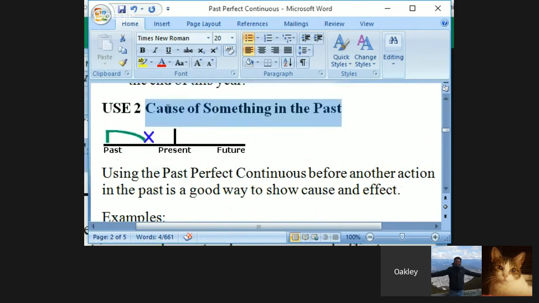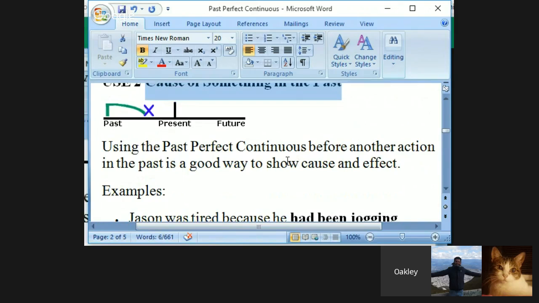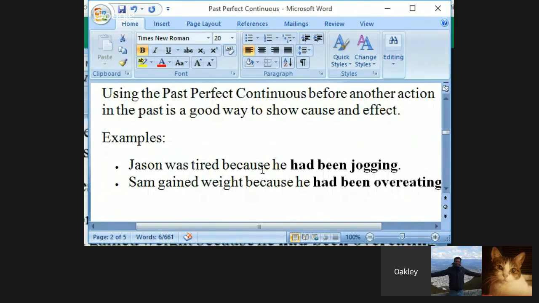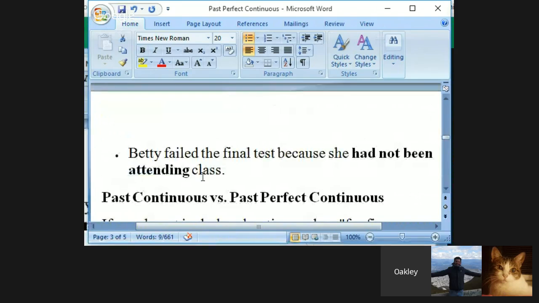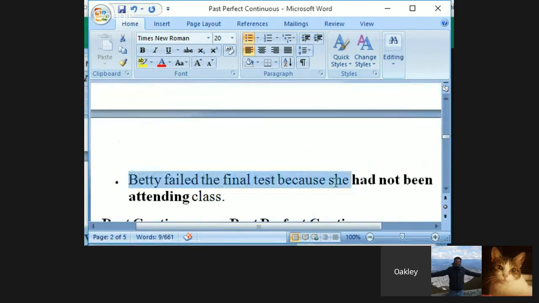Okay. Another use is, we've actually looked at a couple of examples already, the cause of something in the past. Cause and effect. Because sentences. Jason was tired because he had been jogging. You're doing something for a long time, so as a result, boom. Sam gained weight because he had been overeating. Betty failed the final test because she had not been attending class. All right, cause and effect in the past.